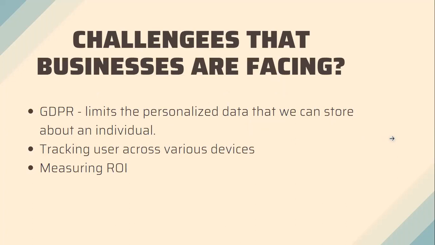The first challenge is the GDPR, the General Data Protection Regulation, which limits the personalized data that we can store about an individual. This is a challenge not just for attribution, but also for analytics, because we have to be very careful about what data we are storing, right? We cannot violate these rules, and it also limits what we can do with the data.